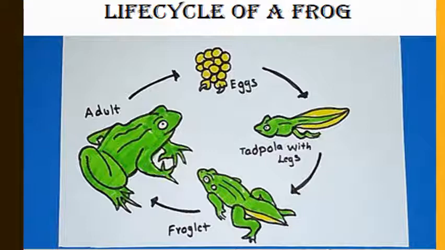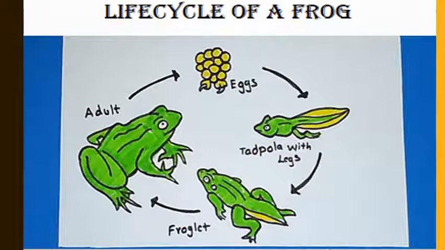So first, an adult frog lays eggs in a large amount in the water, which is known as spawn. Means the group of eggs is known as spawn of frog. Now when these eggs hatch, a fish-like animal comes out from the eggs. This fish-like animal, or the young one of a frog, is known as a tadpole. Now this tadpole is much similar to a fish because it also breathes through its gills, and it also has fins to swim in the water.